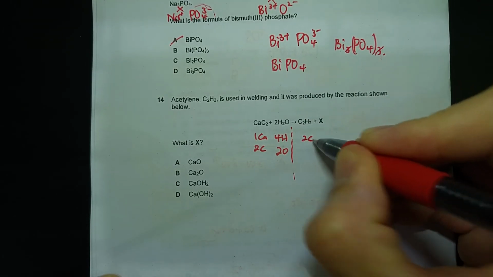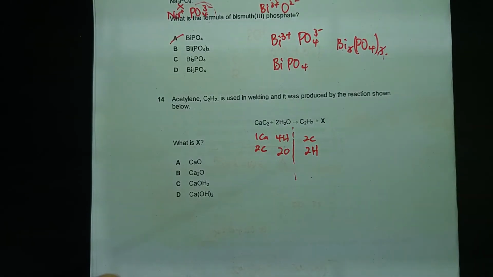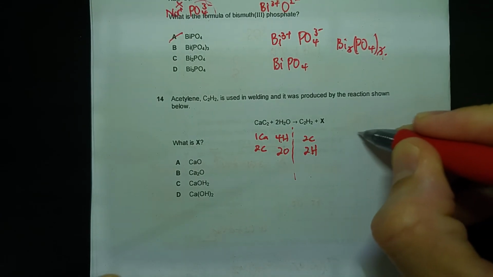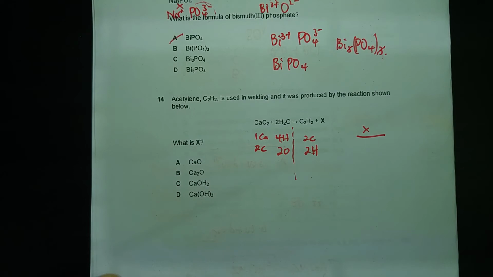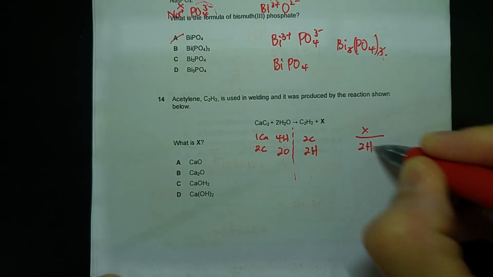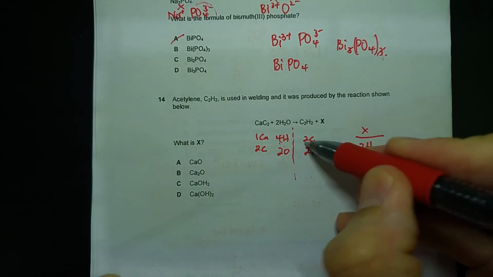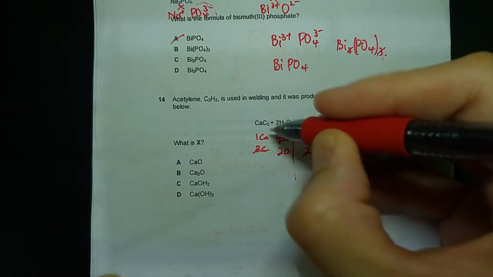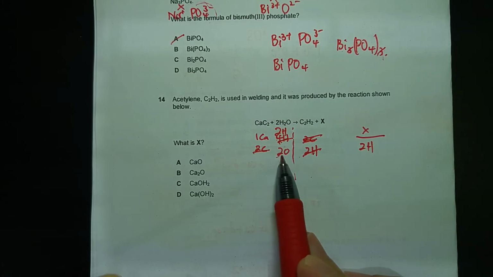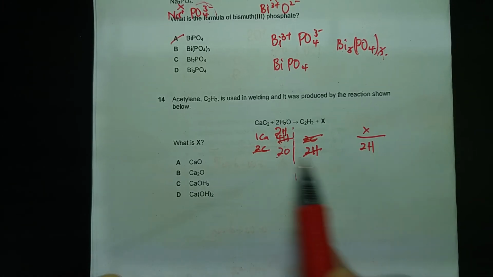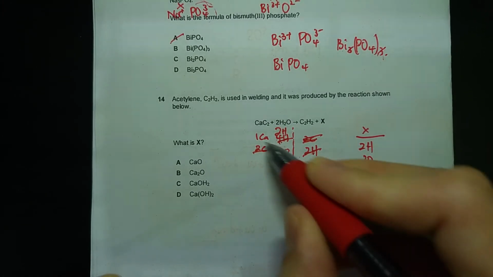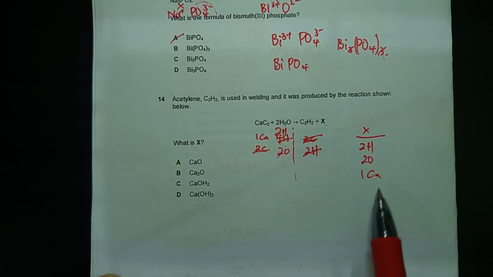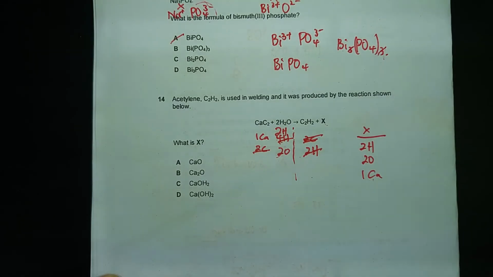Right hand side, 2 carbon, 2 hydrogen. So what is remaining? What is remaining would be the X. Cross out 2 carbon and 2 carbon. 2 hydrogen out of 4 hydrogen, so 2 hydrogen are left here. And 2 oxygen, and 1 calcium. So this X would have 1 calcium, 2 oxygen, 2 hydrogen.